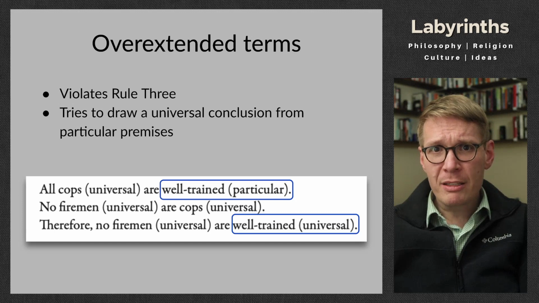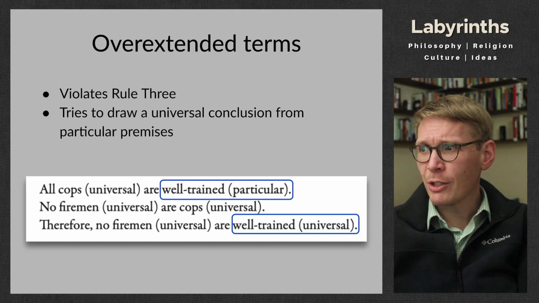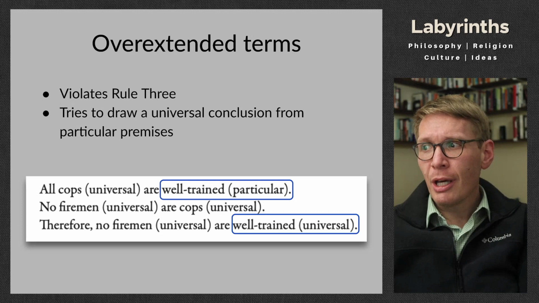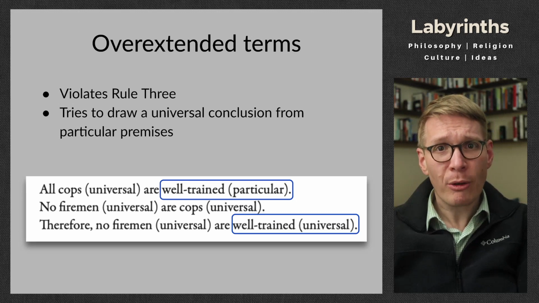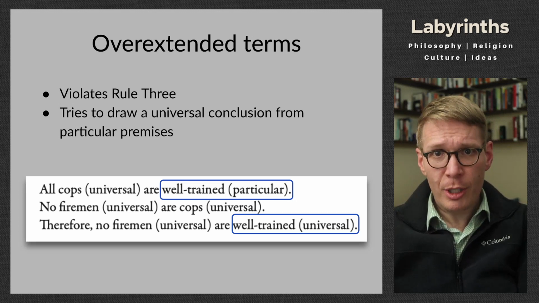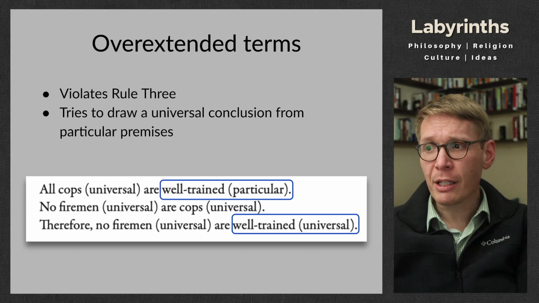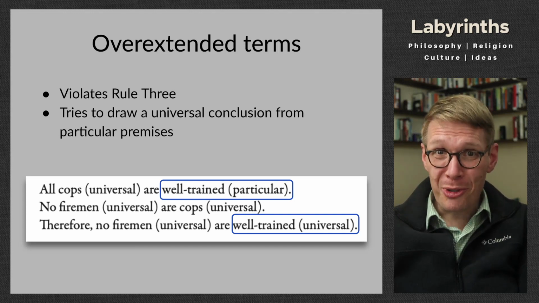So therefore, because I'm only dealing with that particular, the predicate term in this case is only particular, I can't derive a conclusion that refers to well-trained people universally in general, right? I'm not covering enough ground. I'm overextending the term to draw the untrue conclusion, and in this case also invalid conclusion, that no firemen are well-trained. So I can't go from a particular to a universal.